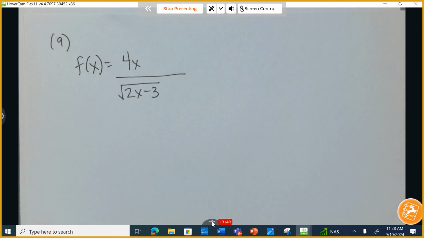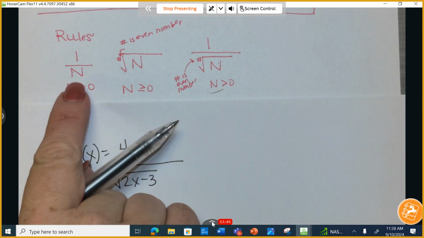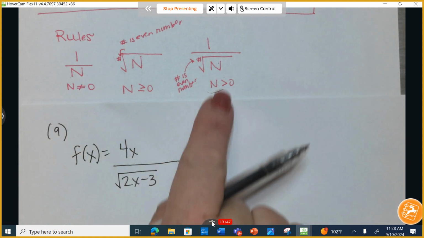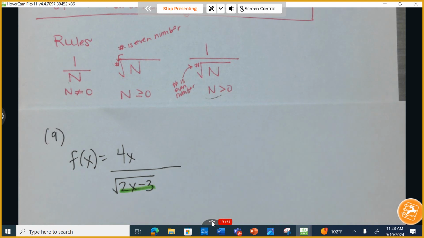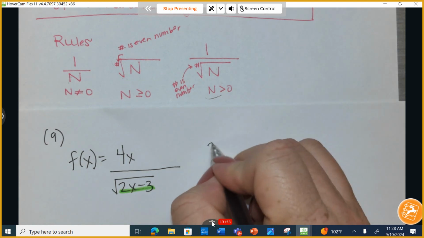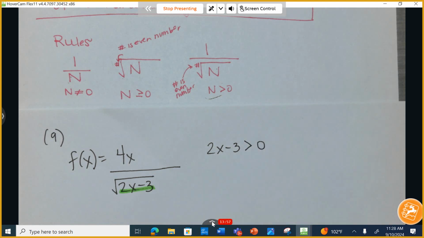All right, example number 9. So I'm looking back up to the rules. I'm going to come back here. We have a radical. Not only do we have a radical, it's in the denominator. That tells me that this value has to be greater than 0. So I'm going to take 2x minus 3. It has to be greater than 0. And now I'm going to go about solving.